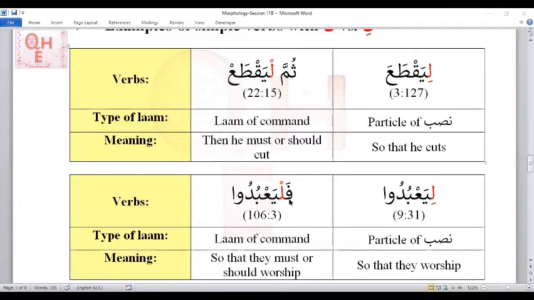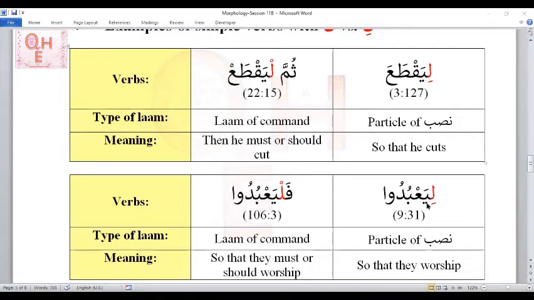Fa means so that, and lam brings the meaning of must or should. So what will be the overall meaning? So that they must or should worship. Ain ba dal gives the base meaning to worship.